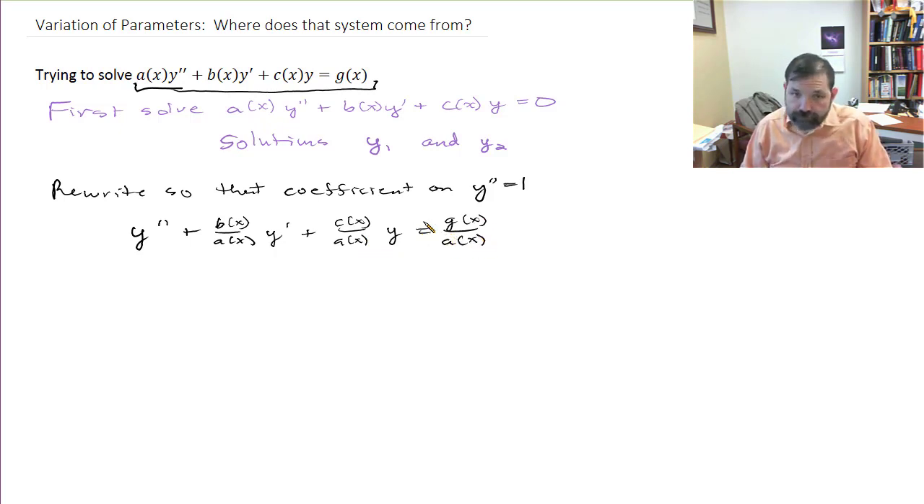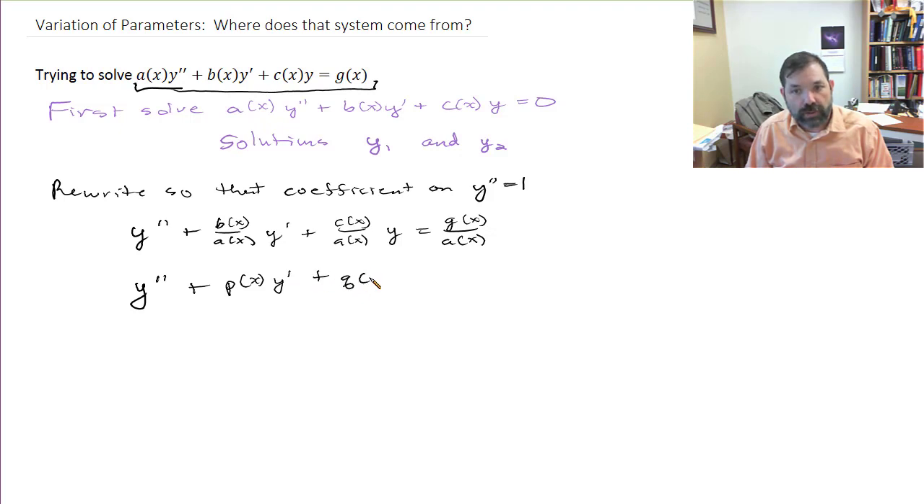Now, we can leave it like this, but it's a little messy. So what I'm going to do is I'm going to say, well, the b of x over a of x is some function of x, the c of x over a of x is some function of x, and the g of x over a of x is some function of x. And so I'll write this more generally as y double prime plus some p of x y prime plus some q of x y is equal to some f of x.